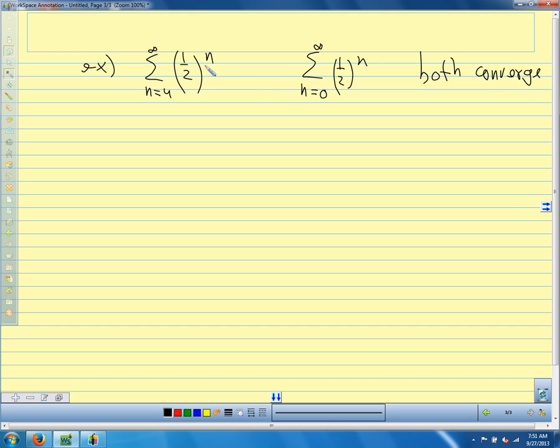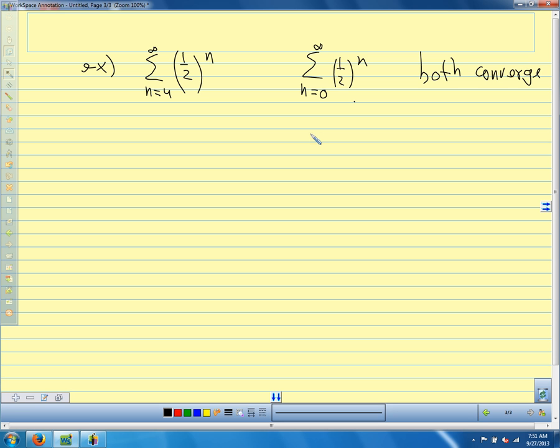And to find the sum of this first one, how would I find the sum of this first one? Well, we know how to find the sum of the second one, right? So we find the sum of this geometric series, which we have a formula for, a over 1 minus r, and then we just manually sum 4 terms and subtract those first 4 terms from this sum.